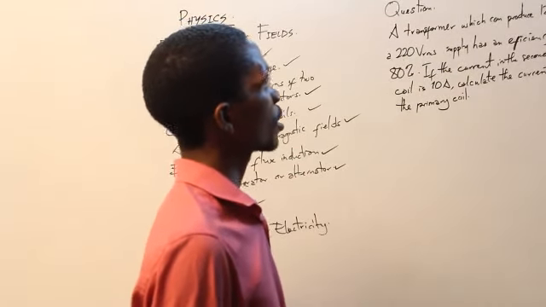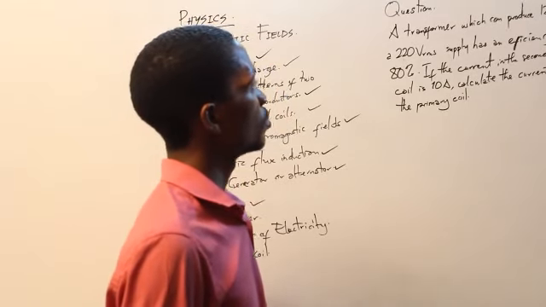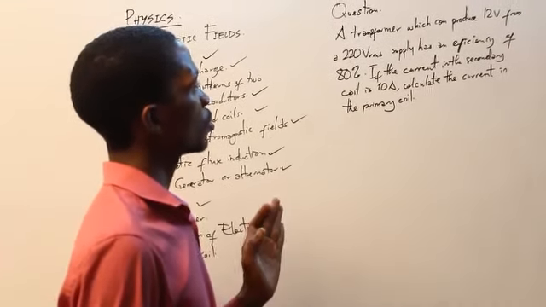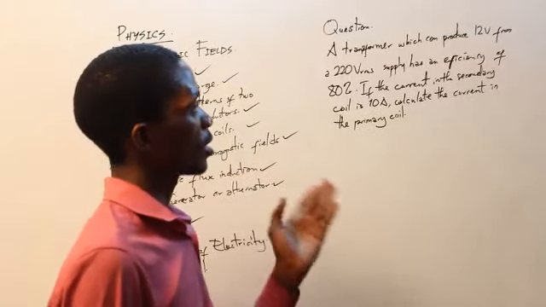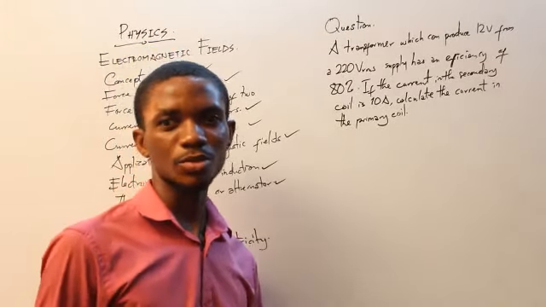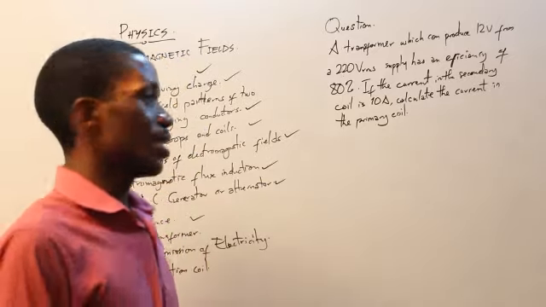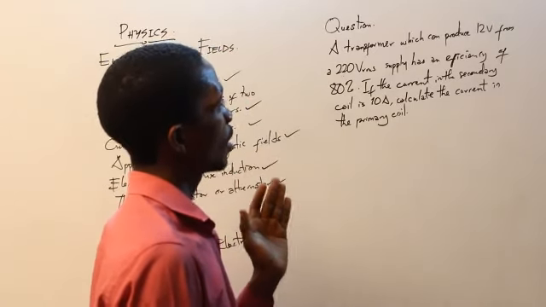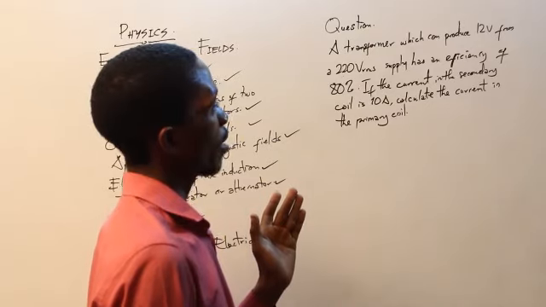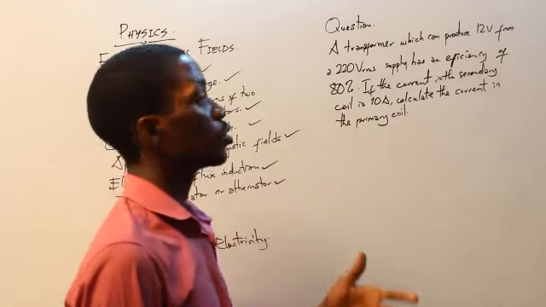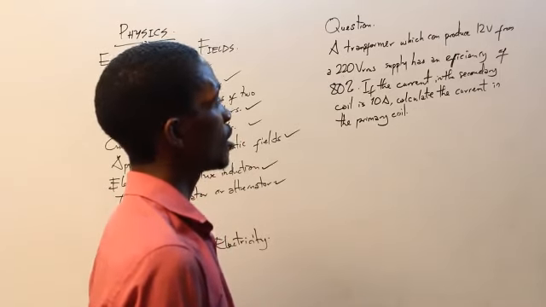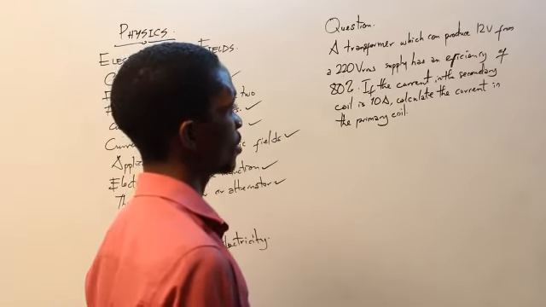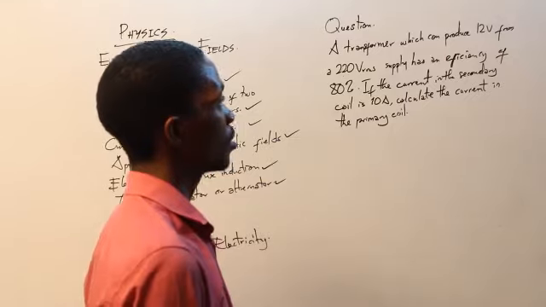A transformer can produce 12 volts from a 220 volts RMS, that's root mean squared, supply, and has an efficiency of 80%. If the current in the secondary is 10 amperes, calculate the current in the primary.